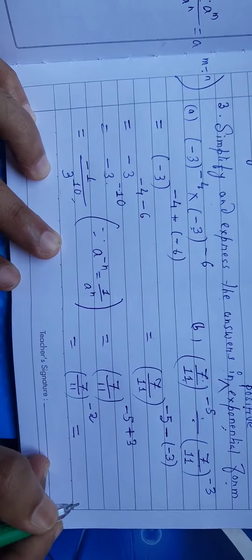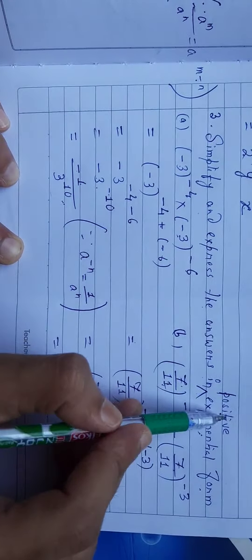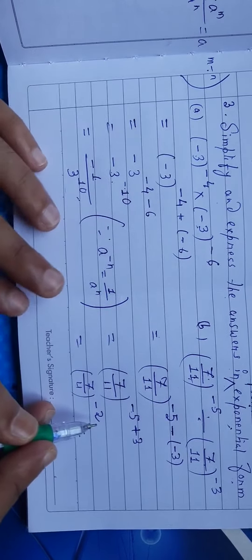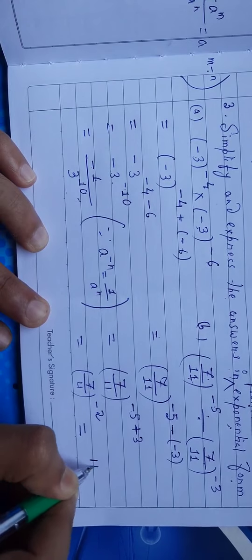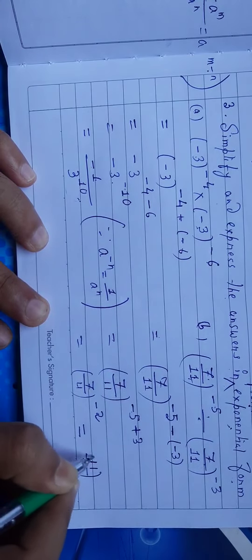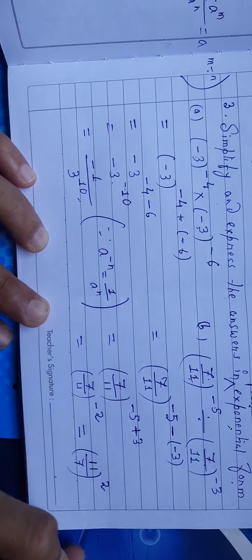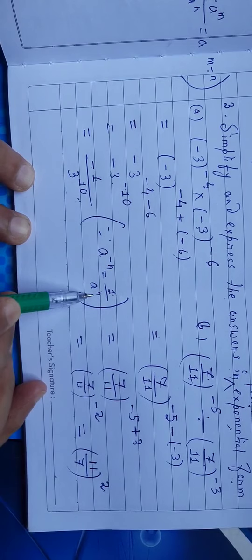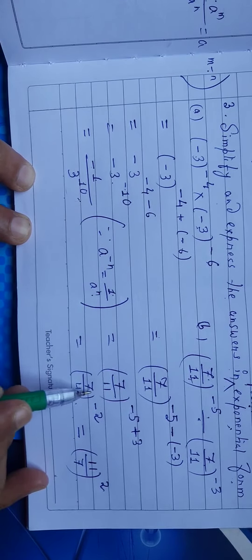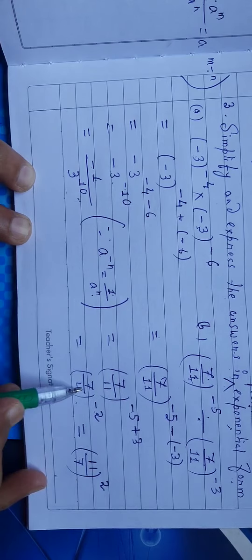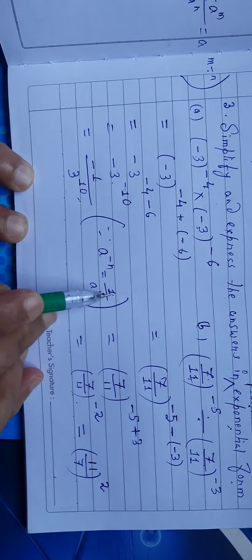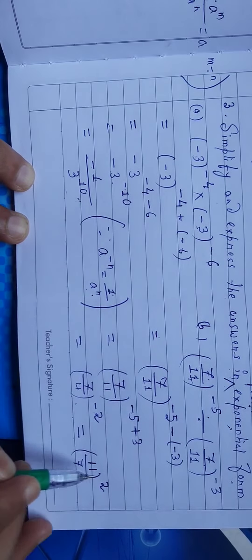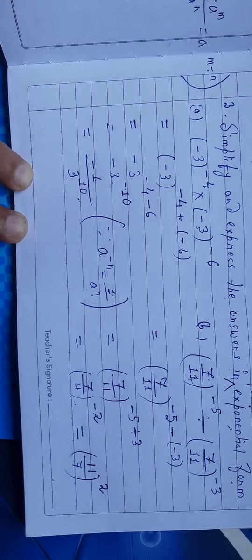Now since I have to keep my answer in positive exponent, therefore once again I'll convert this into the positive exponent, that is 11 by 7 to the power plus 2. Once again the reasoning part is a to the power minus n equal to 1 by a to the power n will be followed here also. So if I reciprocate this value 7 by 11, it will become 11 by 7 with positive exponent.